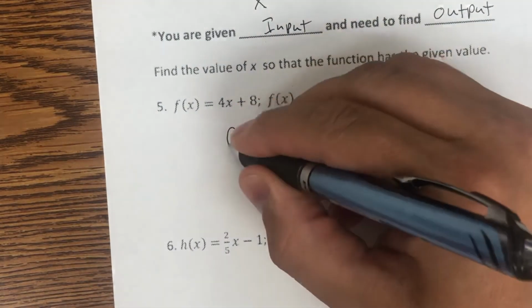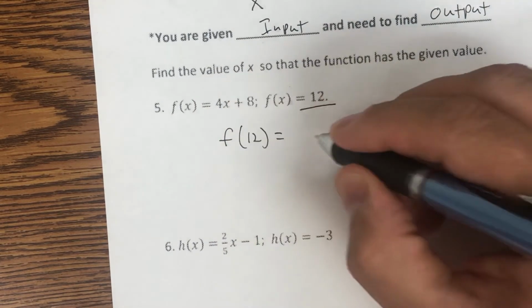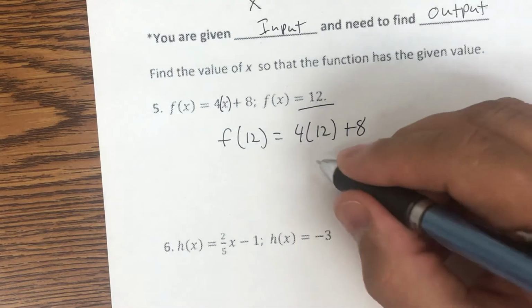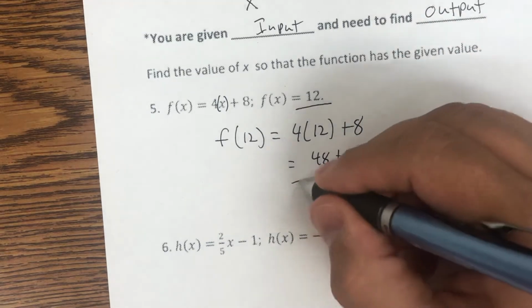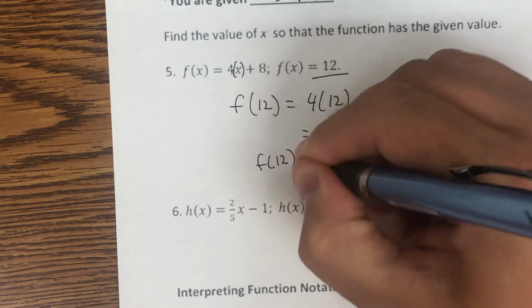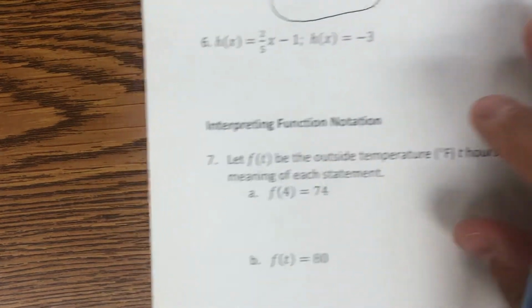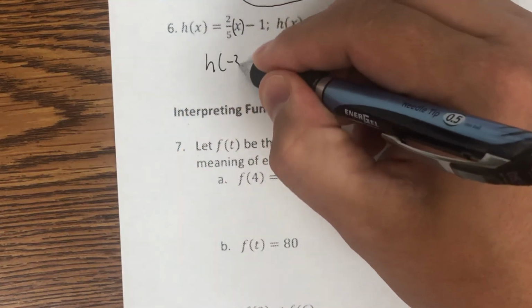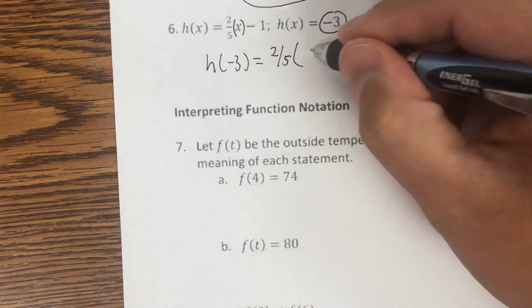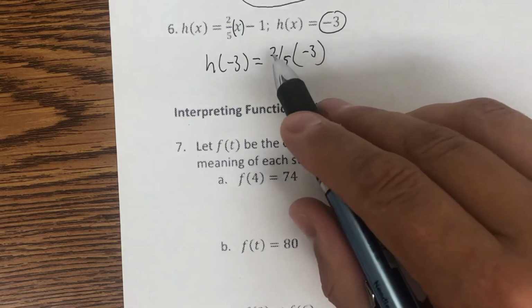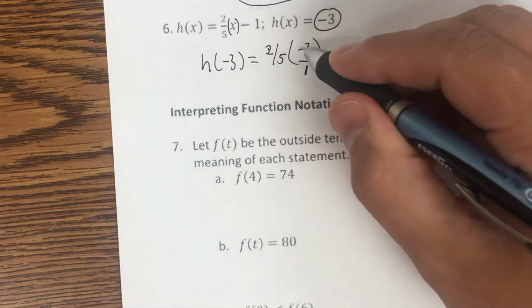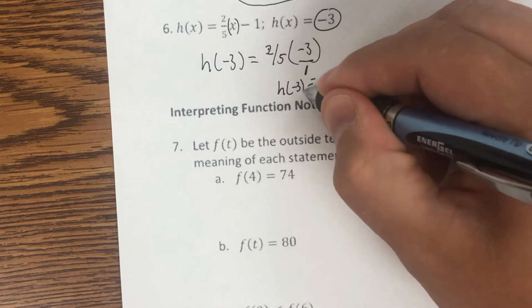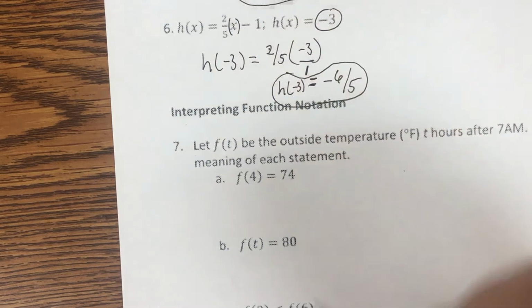All right, number 5, f of 12 equals 4, parentheses where the x is, plus 8. 4 times 12 is 48 plus 8. 48 plus 8 is 56. So f of 12 is 56. Second one, got a fraction. It's okay. Put -3 in for x. h of -3 is equal to 2 over 5 times parentheses -3. When I multiply this out, I can just multiply the top. This is over 1. -3 times 2 is -6. 5 times 1 is 5. And that's equal to h of -3. So -6/5 is what I got for that one.